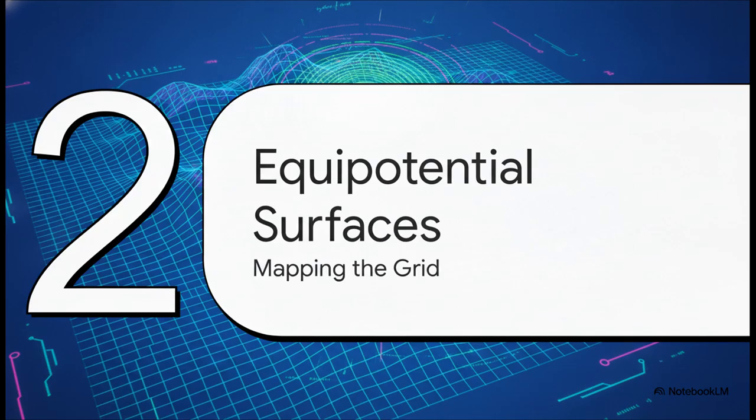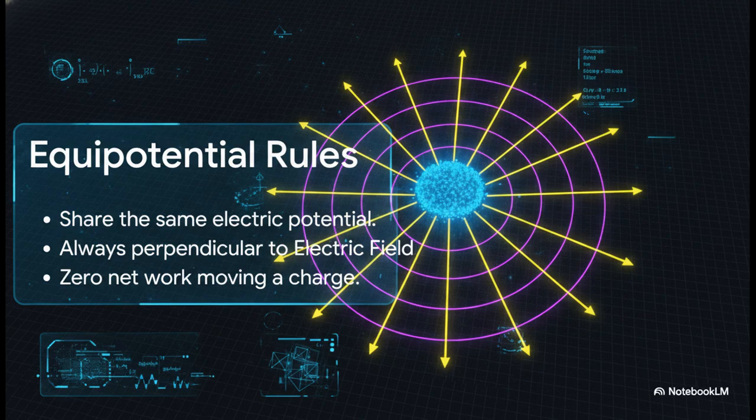Moving right along to Section 2, mapping equipotential surfaces. Imagine you're hiking, but instead of trekking up or down the mountain, you're just walking perfectly horizontally along a flat ridge. It takes no extra climbing work, right? Moving a charge along these equipotential paths is exactly like that. It requires strictly zero net work. Because the potential is completely identical everywhere on that surface, the change in potential, our delta V, is just zero. And if you recall from our source material, work equals the negative charge times the change in potential. Multiply anything by zero and boom, you get zero.